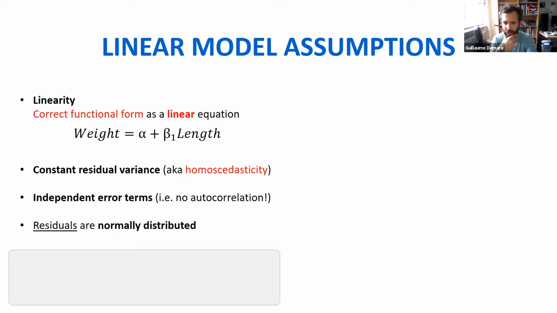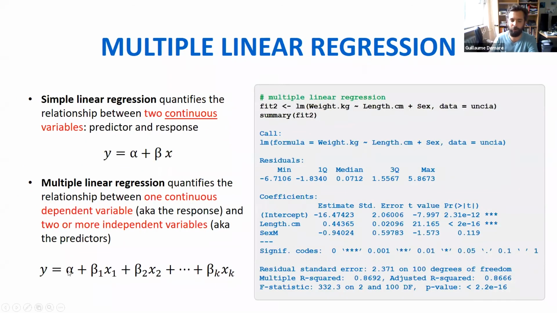First of all, a linear equation is simply about the form of the equation. It should be kind of additive, like we did. If we look at the previous slide, you should have this kind of form: alpha plus beta 1 times x plus beta 2 times x and so on. That's a linear form, right?